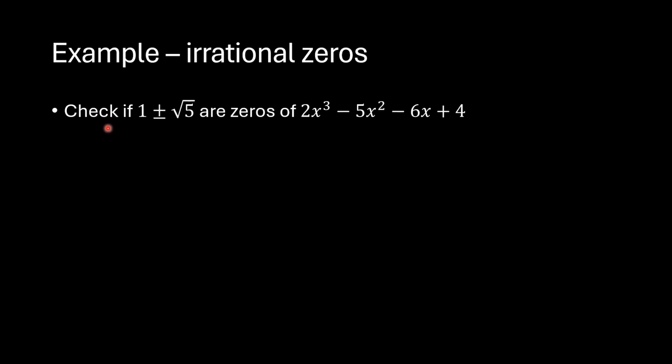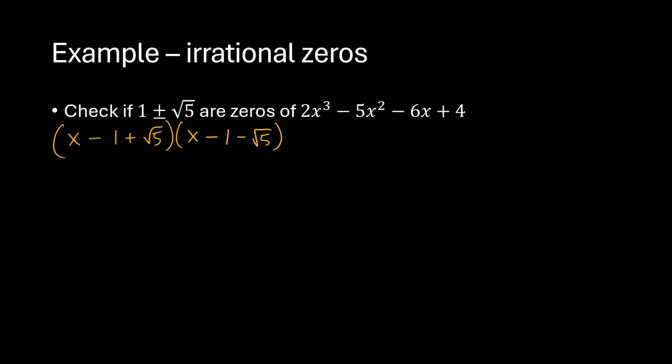So we can check if 1 plus or minus the square root of 5 are zeros. Now, the way that we can check here is that usually zeros are in the form of conjugates, and here is no surprise. So we can do x minus 1 minus a negative, which would be a plus, square root of 5. What we can do is multiply the two conjugates together, x minus 1 minus square root of 5.